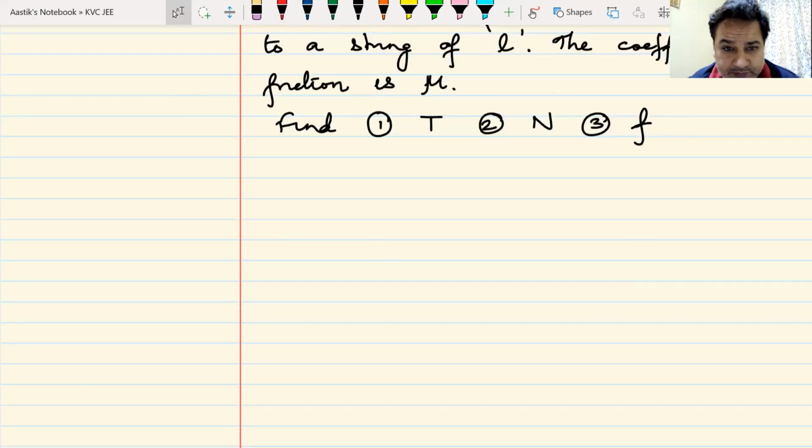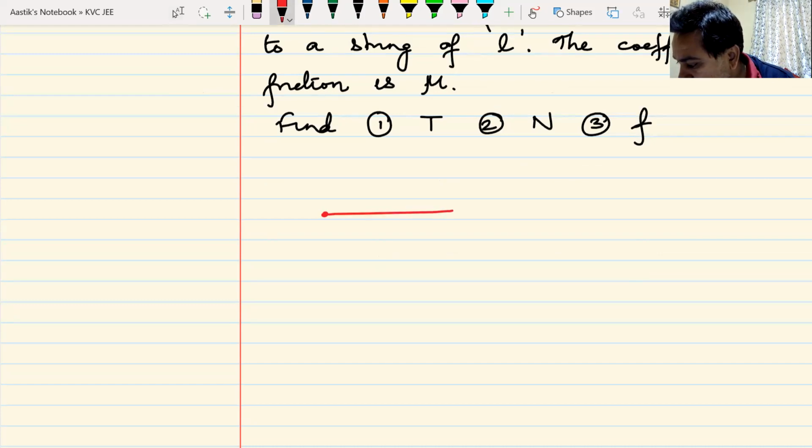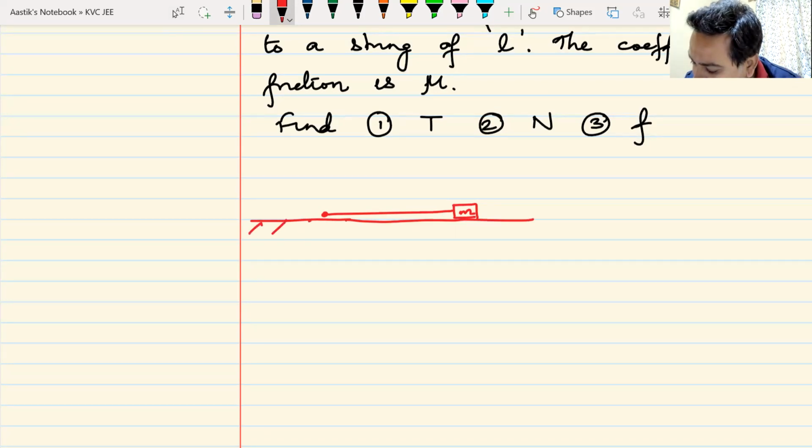Again, I am going to draw the free body diagram. This is motion in a horizontal circle. I will draw the free body diagram like this. This is the center. This is the block of mass M. And this is my horizontal table. Do we all understand this?